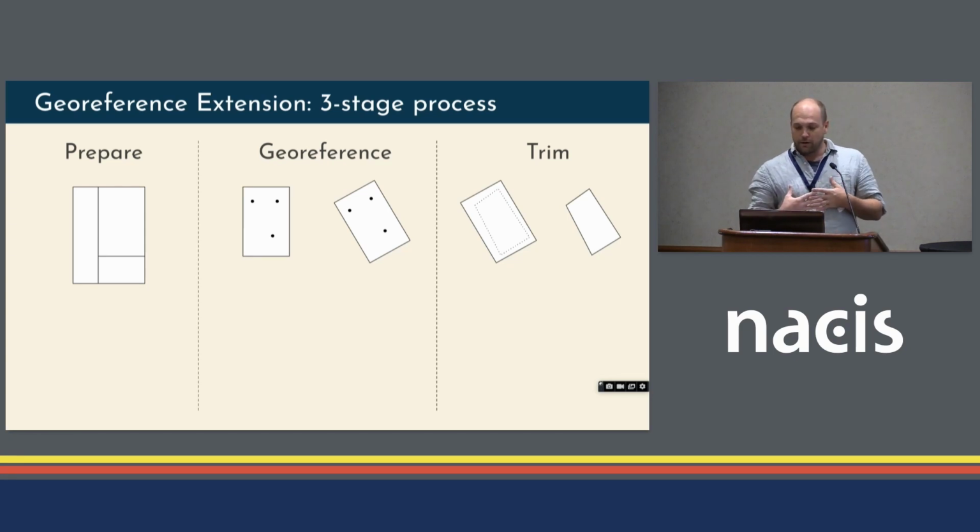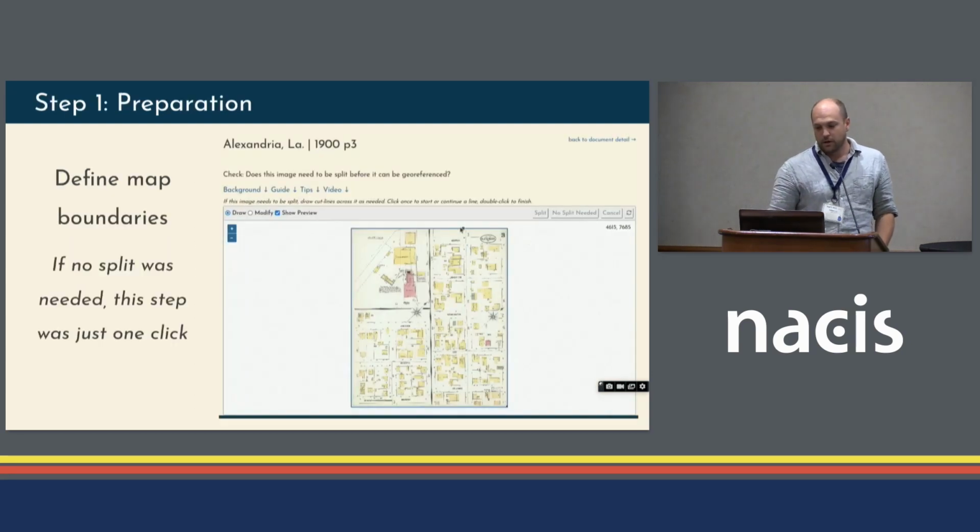So the first thing to do is to prepare the document, which basically is saying either it doesn't need to be cut, or maybe it needs to be cut into separate pieces because there's either an inset or maybe it's just 2 separate halves but on the same piece of paper. Very common in Sanborn maps. And then to georeference, and then trim, where you can add a mask around the outside if you want. So then here are the tools that I like, one tool per step, basically.